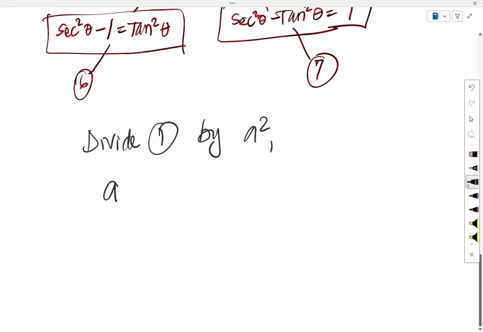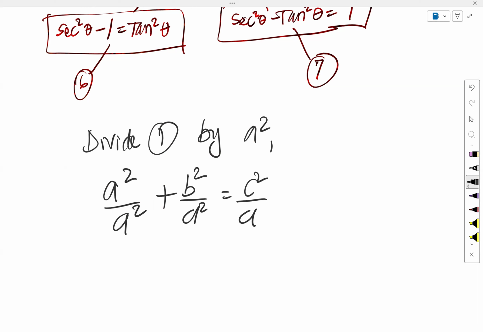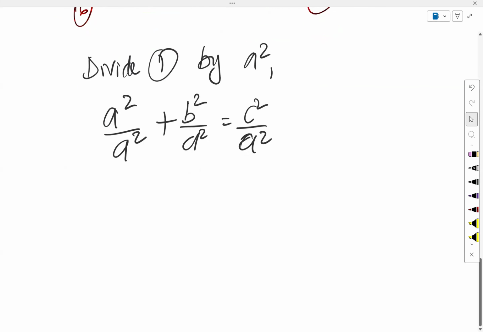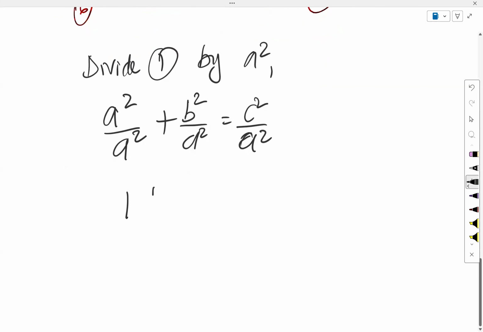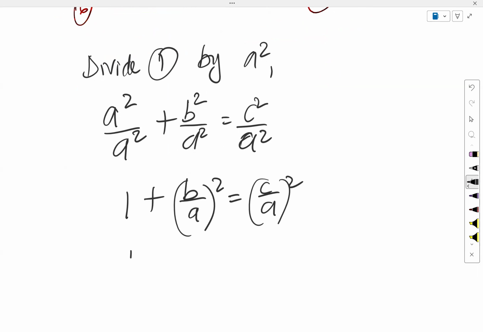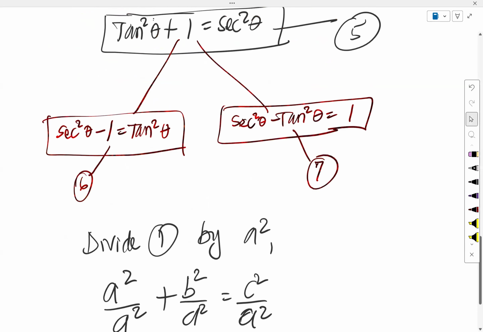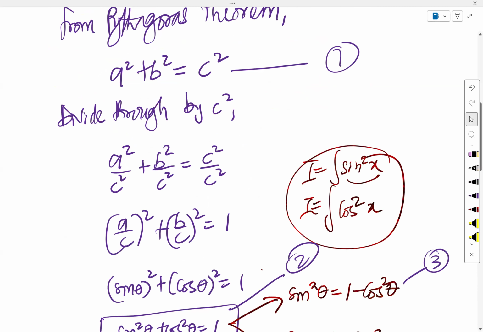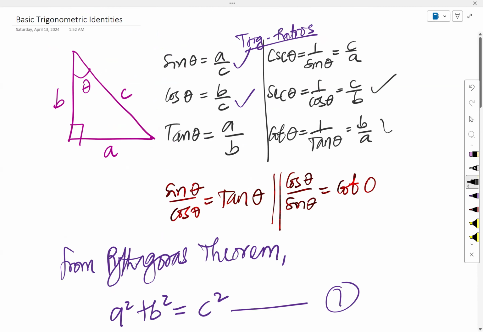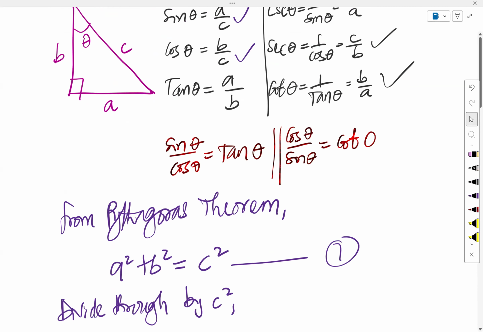So you have a squared divided by a squared plus b squared divided by a squared equals c squared divided by a squared, right? So that means you have 1 plus (b over a) all squared equals (c over a) all squared. Now we have 1 plus, what is b over a? From all the basic trig identities, b over a is actually cot. So that's cot theta.